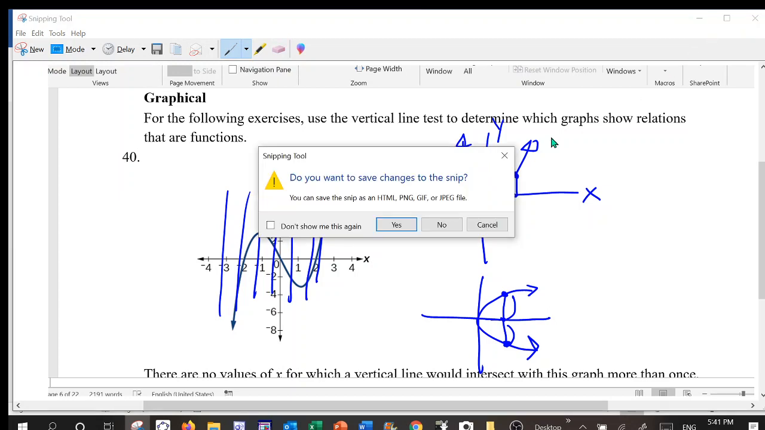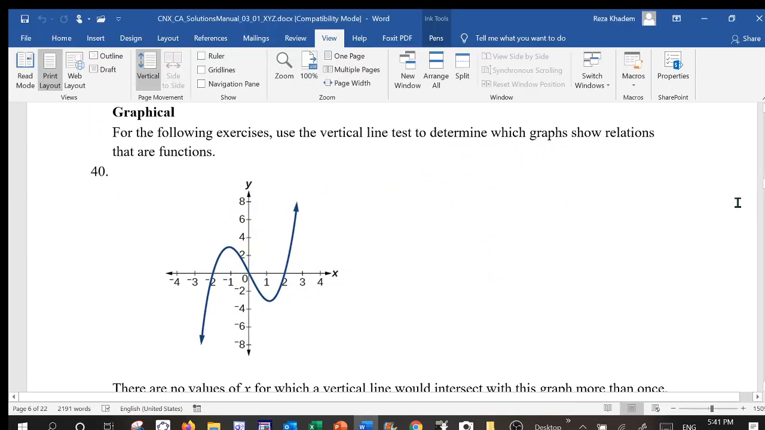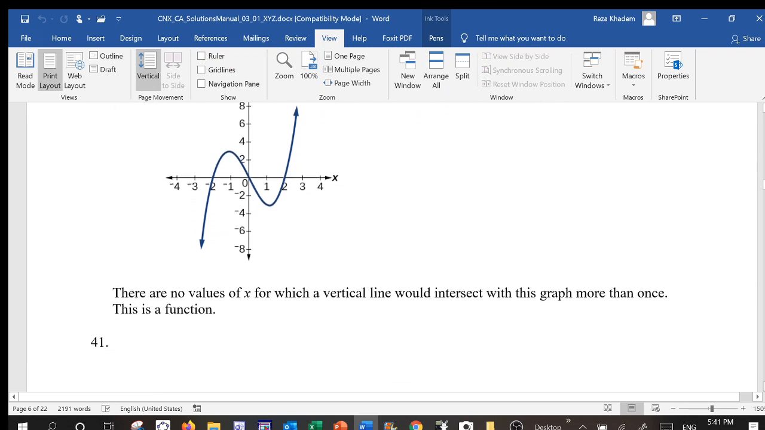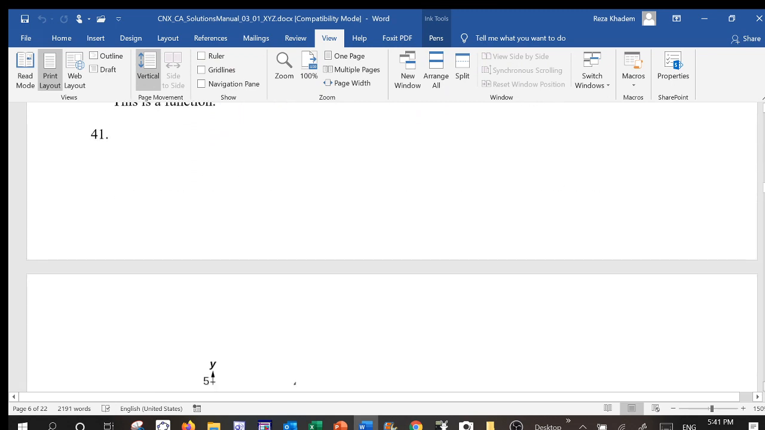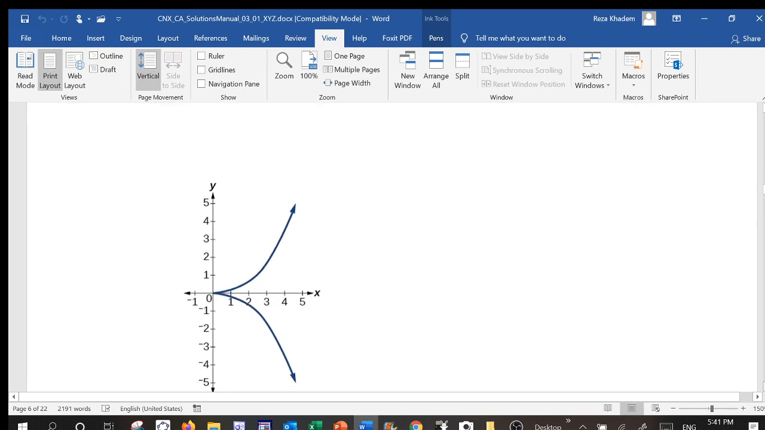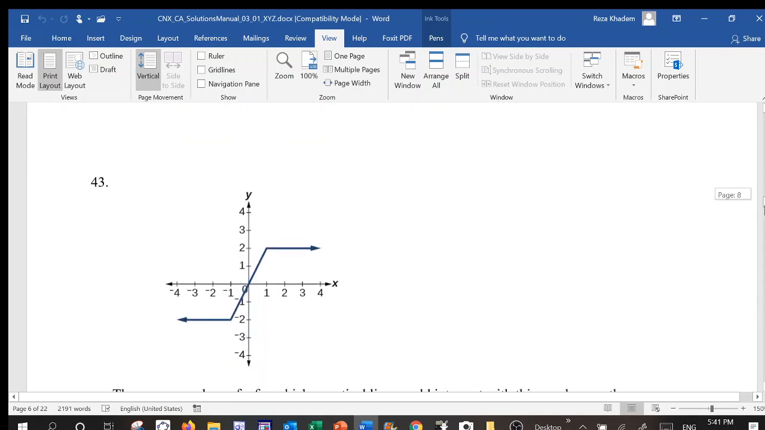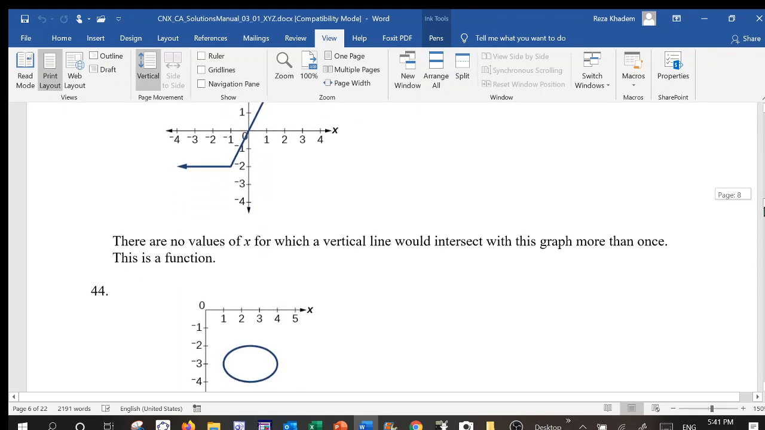Now what about number 41, which is this one here? Is that a function? No, because it doesn't pass the vertical line test, right? Okay, what about number 46? Let's do number 46.